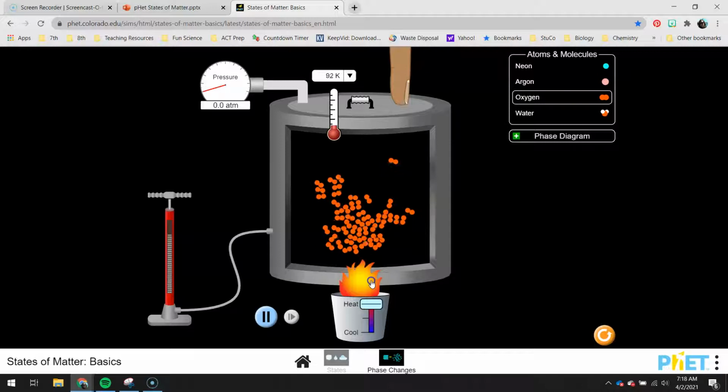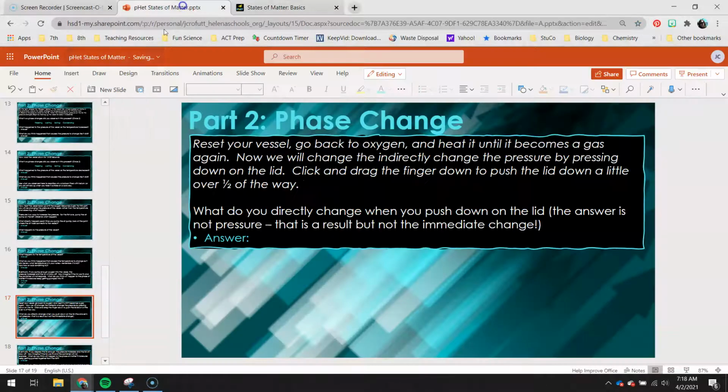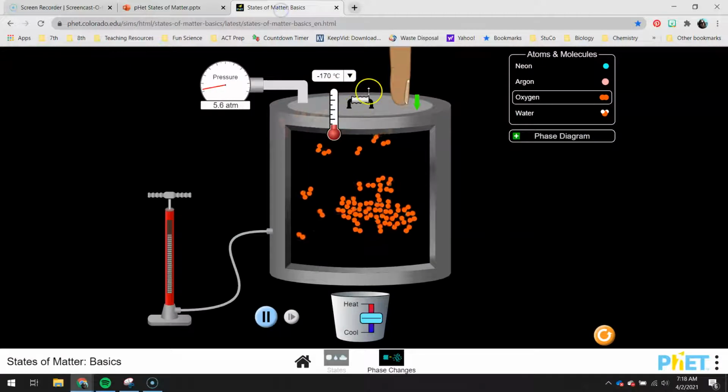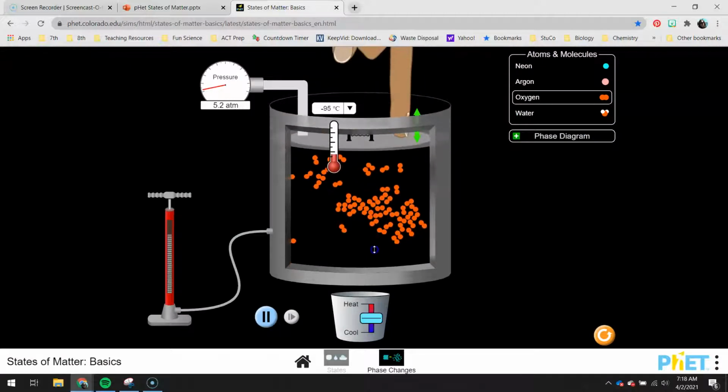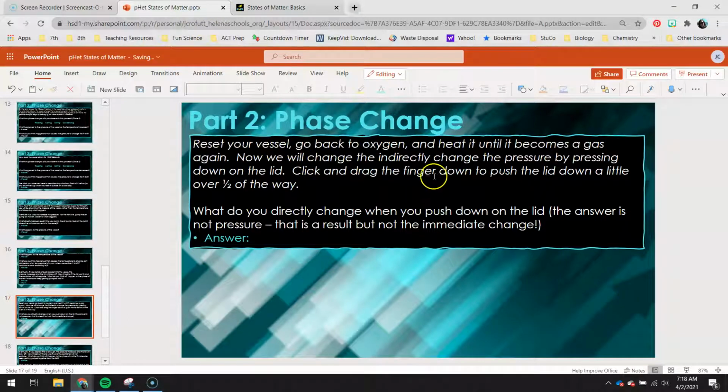Almost there. And change your degrees to Celsius if you haven't already. And then we're going to indirectly change the pressure by pressing down on the lid. So here we go. We can go about halfway, and then you can move from there and see. Click and drag your finger down and push the lid down a little over half of the way.